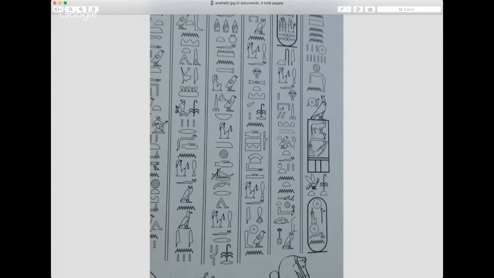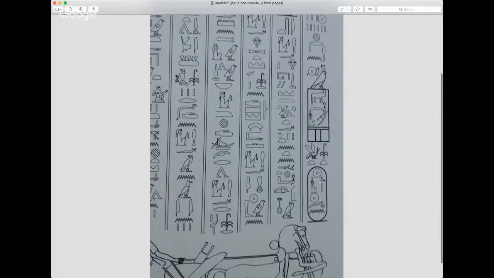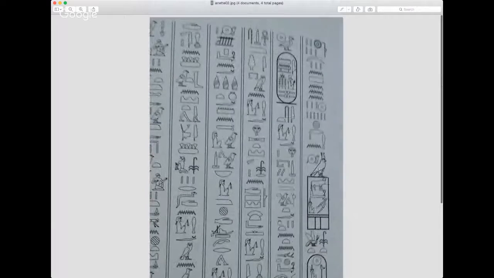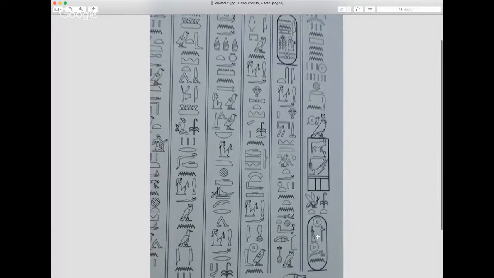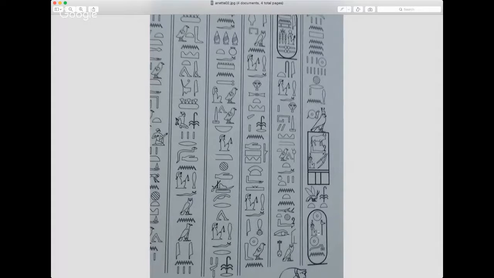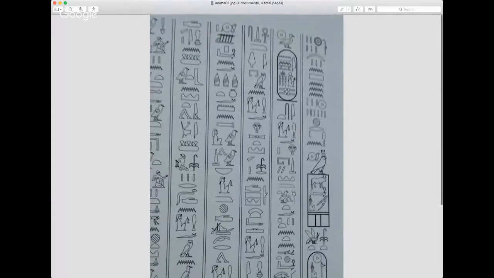And then we have Nisut Biti, Weser Maat Ra Setepen Ra. And then we have Sa Ra. Now, this is another one of the 5 names as well. So this is the throne name, Nisut Biti. And I'm just going to go on a little bit, even though I said I'd stop at the first column. Let me go to the next, because we have another name here.